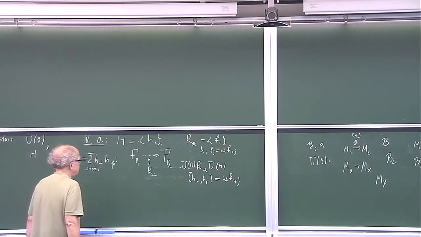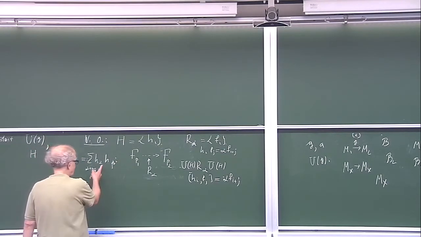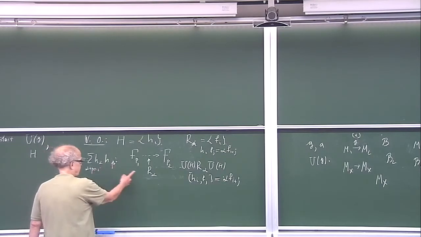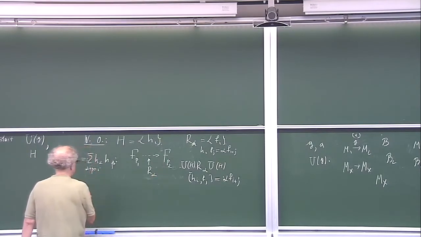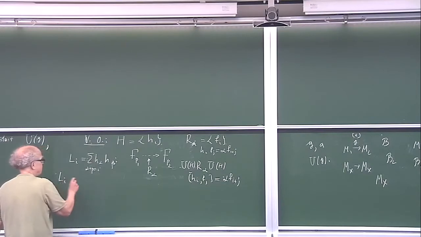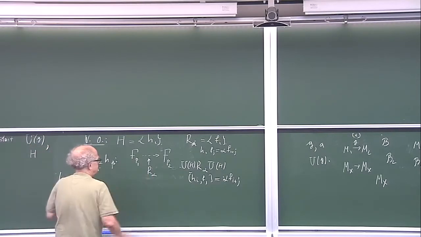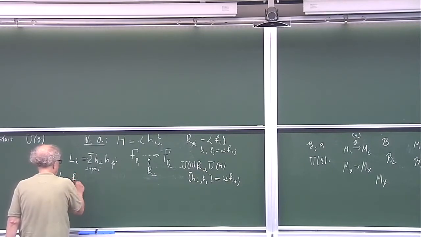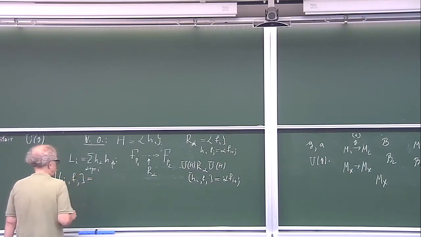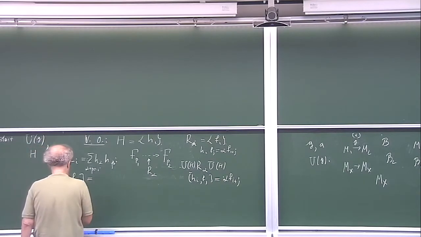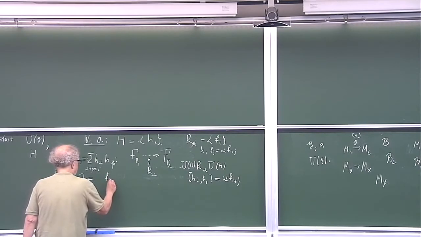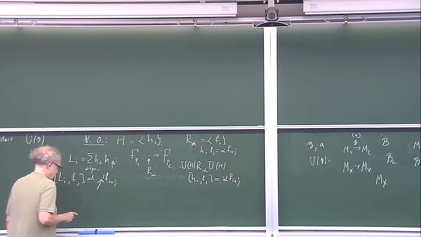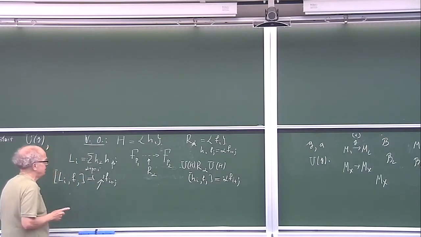Yes, and this is a quadratic expression. If you take this Li operator acting from this to this, and the bracket of this Li with Fg is equal to, it is also Fi plus J, and here we have some expression depending on alpha.